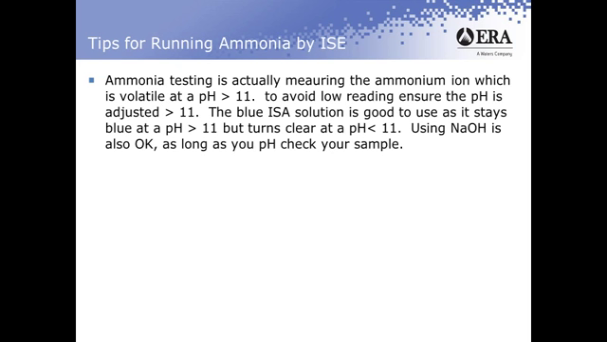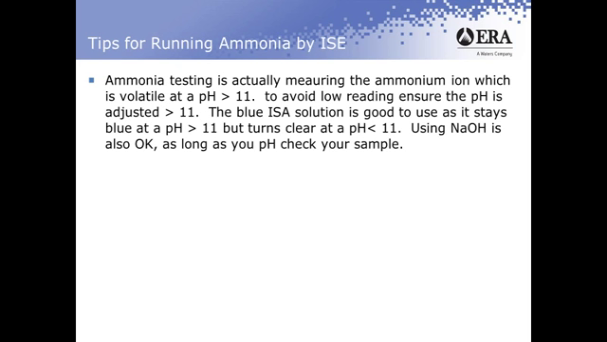So I want to talk a little bit about what you're actually measuring. Ammonia testing is actually measuring not ammonia itself, but the ammonium ion. And the ammonium ion is volatile at a pH greater than 11. So to avoid a low reading, you want to make sure that your pH is greater than 11.